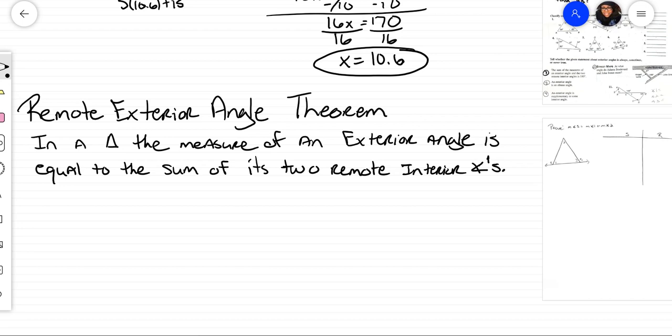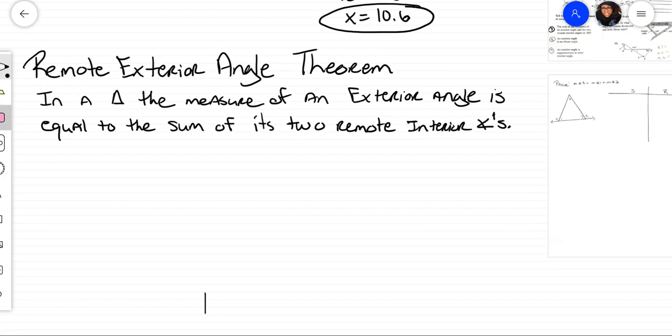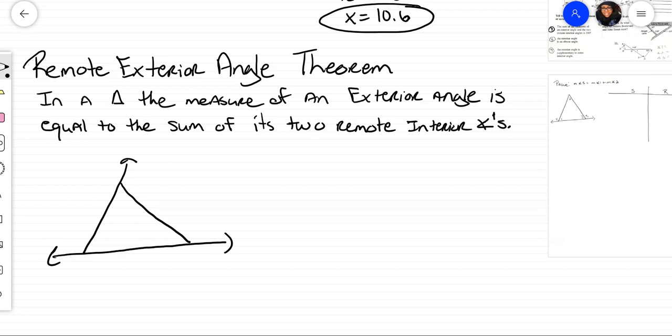Okay, so let me explain this. Let me give you guys a diagram, and then I'll go through and explain it for you. So this is the diagram we're going to use. All right, so this is my triangle. I'm going to just label the insides as X, Y, and Z. And then I'll do the outside angles as A, B, and C.